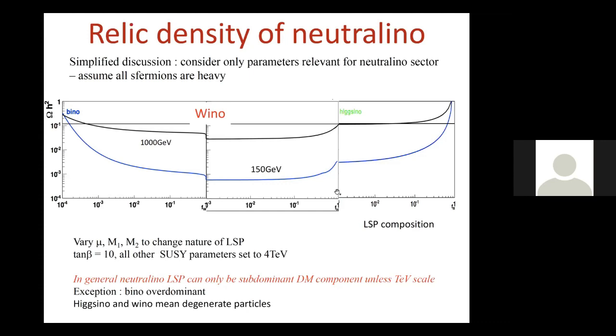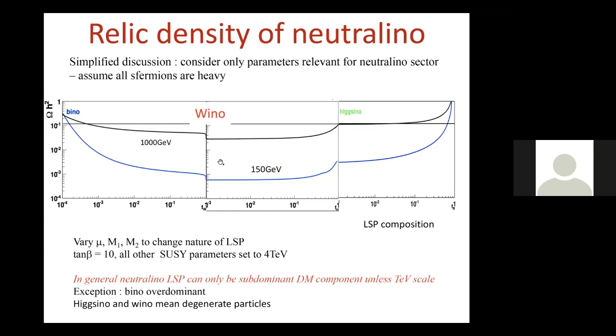So you see that if you take the example of a rather light LSP under the weak scale, 150 GeV, if it's a pure Bino, it tends not to annihilate very efficiently because it cannot be helped by fermions, which are very heavy. As soon as you start putting in a little Wino component or a little Higgsino component, you can get the right annihilation cross-section to get the correct relic density. But as soon as you start increasing the Higgsino component, you see that the relic density is too small. So typically, if you have a large Higgsino or Wino component, dark matter will be underabundant unless it becomes heavier.